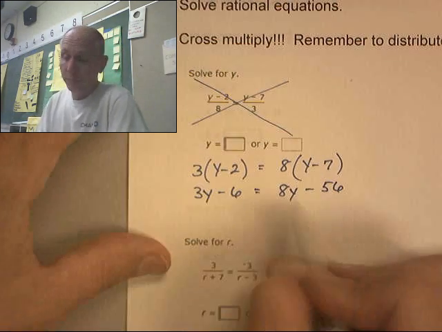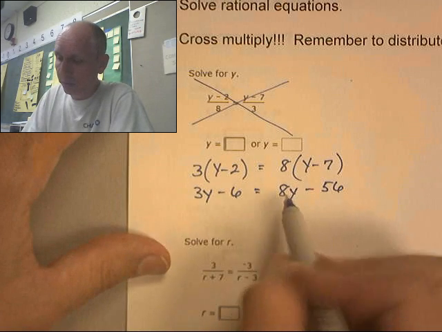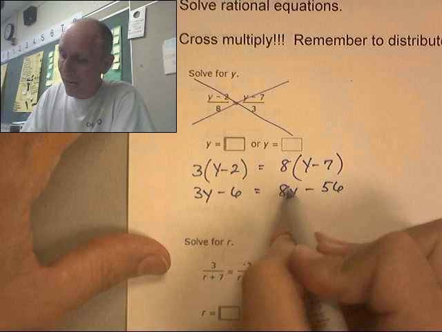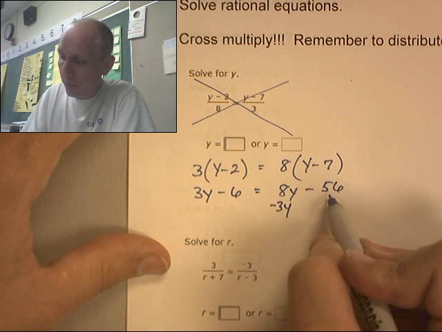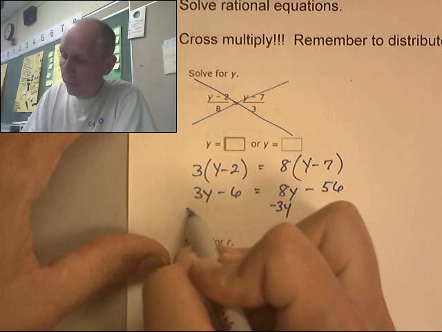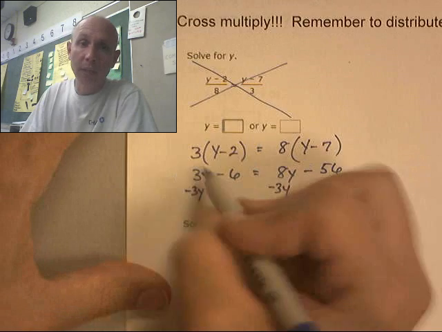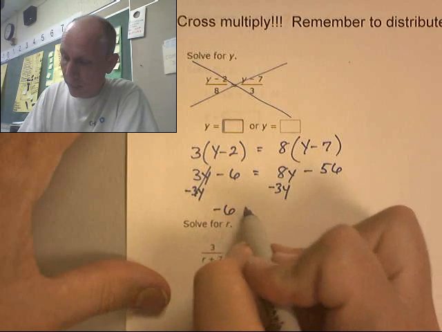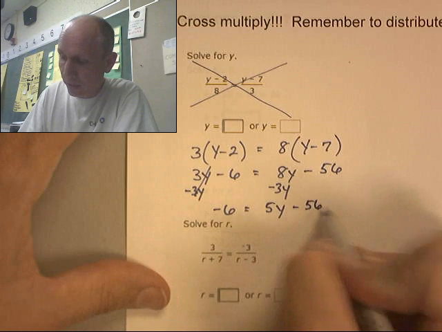And now I'll solve it. I can bring the 8s over here or the 3s over there. What do you want to do? Let's take the 3s over here, that'll be easier. I'm going to subtract 3y. Okay, I'll slow it down and do it in two steps. So negative 6 equals 5y minus 56.